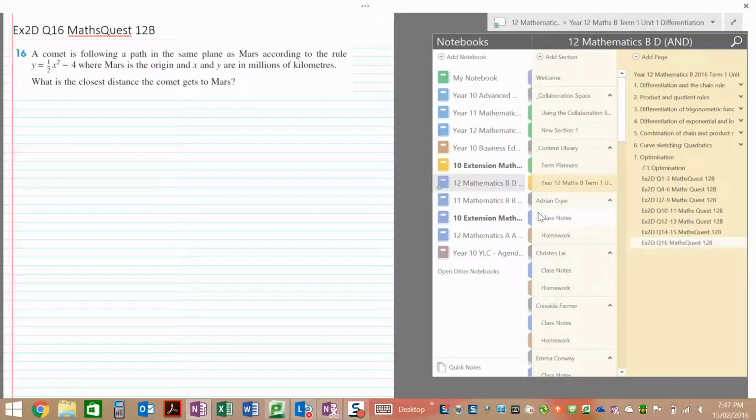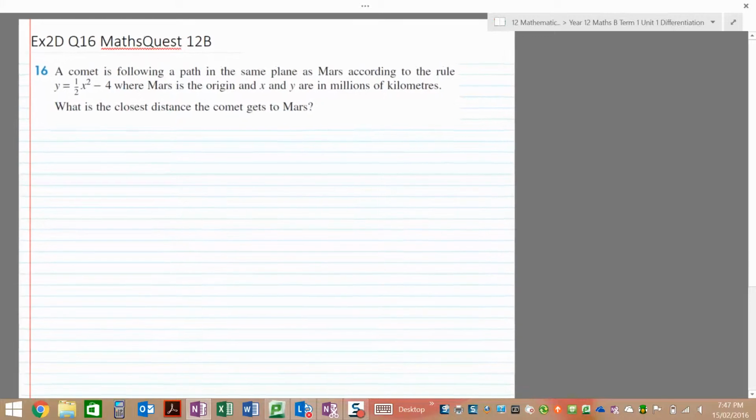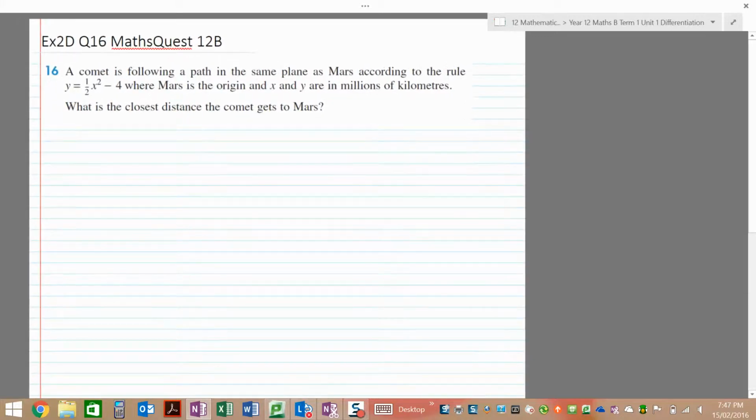One last problem, question 16. A comet is following a path in the same plane as Mars according to the rule y equals a half x squared minus 4, where Mars is the origin and x and y are in millions of kilometers. Alright, I might just draw a brief sketch of what this probably looks like. Half x squared minus 4 means the y-axis intercept is minus 4.